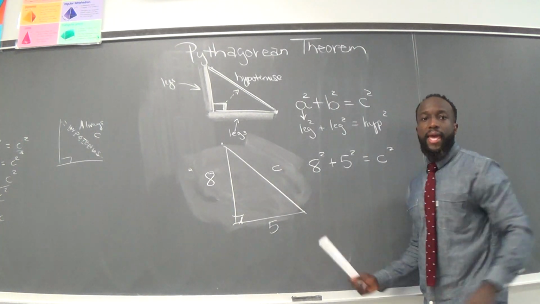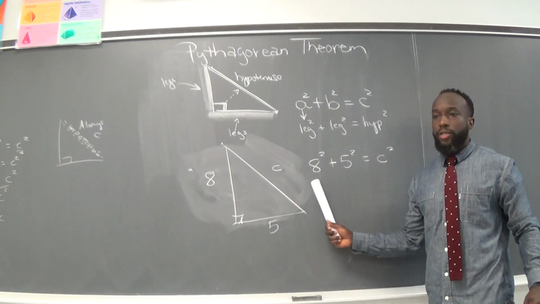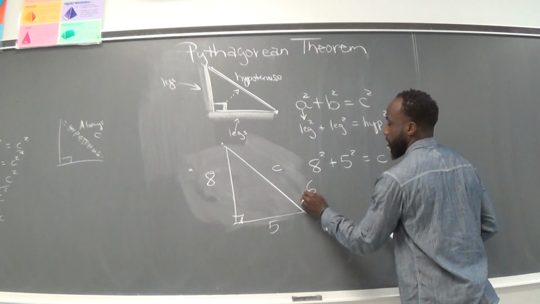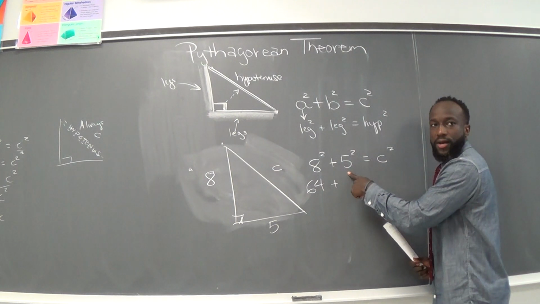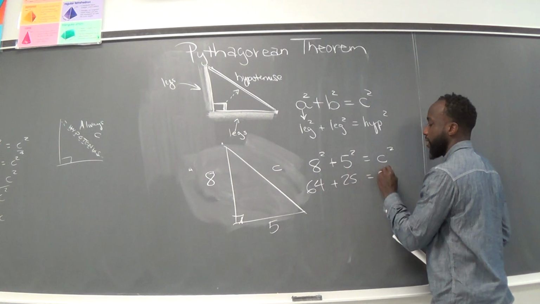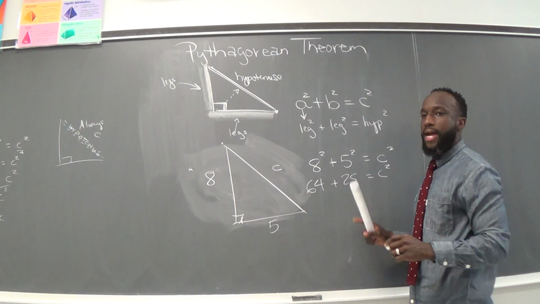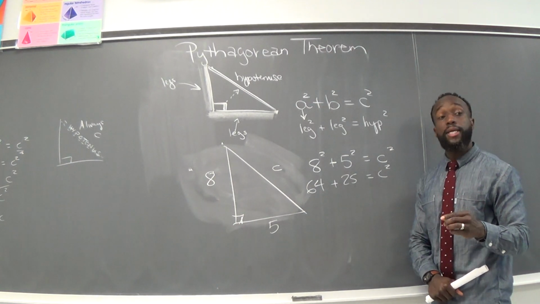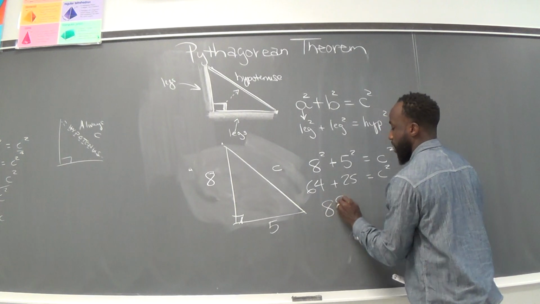When you're squaring something, you are multiplying it by itself. So 8 times 8 is what? 64. Plus 5 times 5? 25, and that's going to equal C squared. So now you add these two together. You're going to get what? 89. 89 equals C squared.